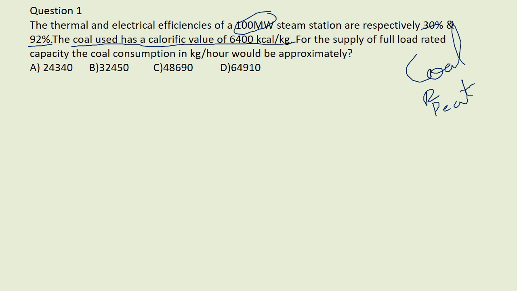Then there is bituminous, then semi-bituminous, then anthracite, then super anthracite. So these are the different types of coals that are present, and this is the best quality coal. Peat is the best quality coal because it has very high calorific value.